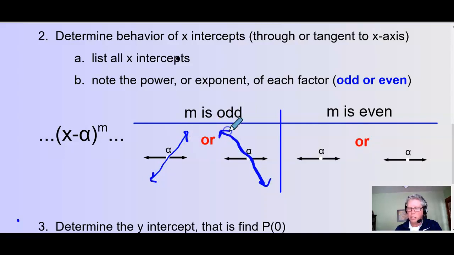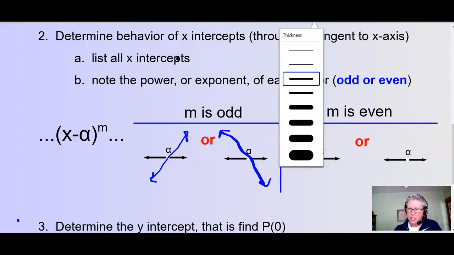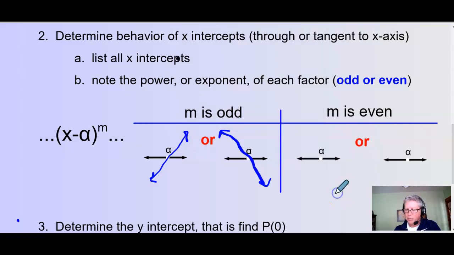Now, Mr. Sayers, really, you had to do two? Yeah, because it depends on whether you're coming from below it or above it. I just want to make sure I cover everything on this. Let's go with a thinner line. So if the power is even, then the graph is going to do something like that, or it's going to do something like that. So even means 2, 4, 6, 8, stuff like that.